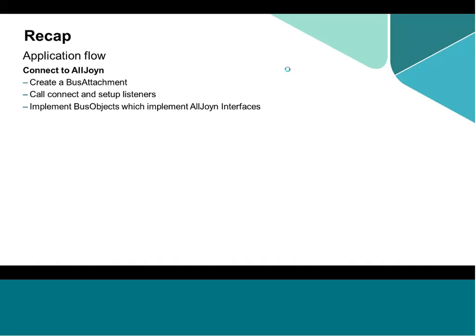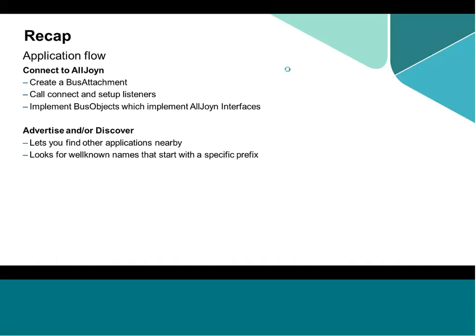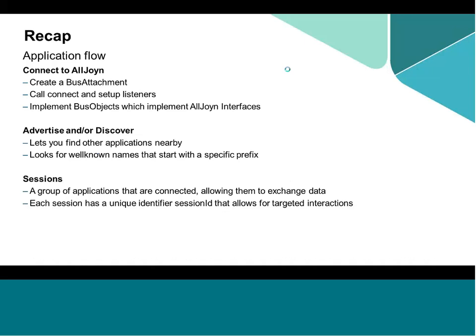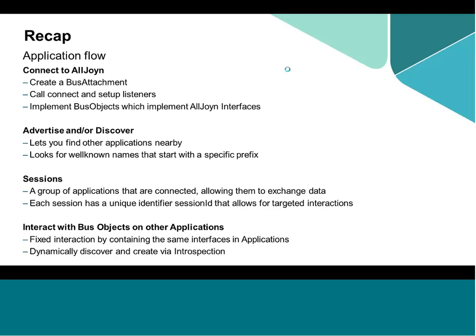So the application flow that you'll go through, putting all the core concepts together, will be to connect to the bus attachment, set up your different listeners, and implement your bus objects that use the AllJoyn interfaces. You're then going to advertise, discover, or do both at the same time, looking for well-known names, or using the About feature for interfaces that you want to interact with. And then you're going to create sessions. But you don't have to, because you could just leverage sessionless signals by themselves. Under the hood, AllJoyn is going to be creating these sessions for you and moving the data.